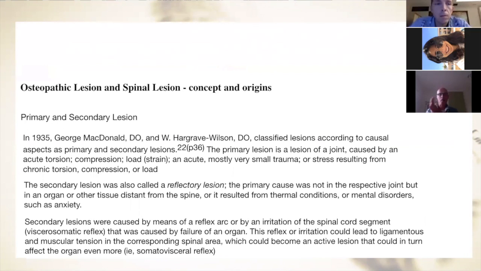Okay, so McDonald and Wilson classified lesions according to primary and secondary lesion types that we've got today. Primary lesion is a lesion of joint caused by acute torsion, and the secondary being adaptive or as a consequence of other influential parameters as well. Secondary lesions were caused by means of reflex arc or by irritation of the spinal segment, visceral somatic, and vice versa, somatic visceral reflex. So again, we relate to that to some degree in terms of the assessment of the lesion dynamic.